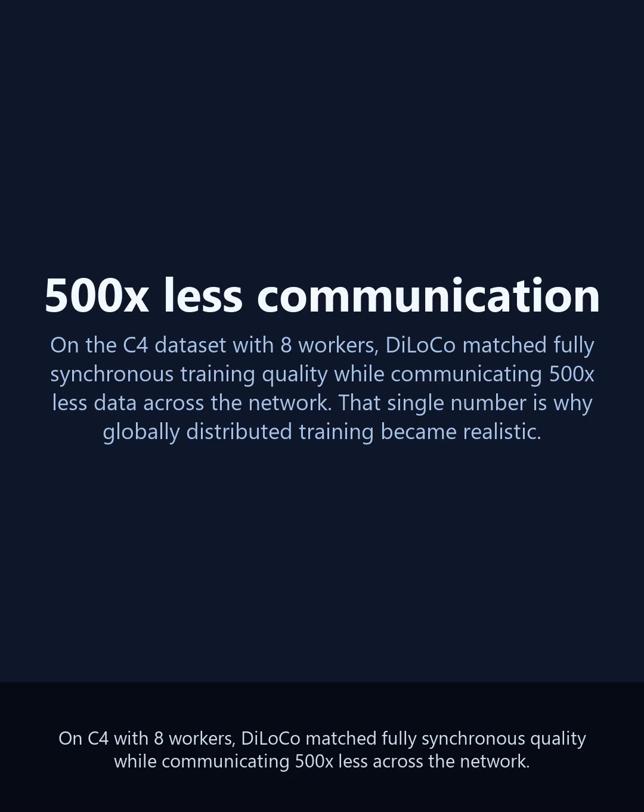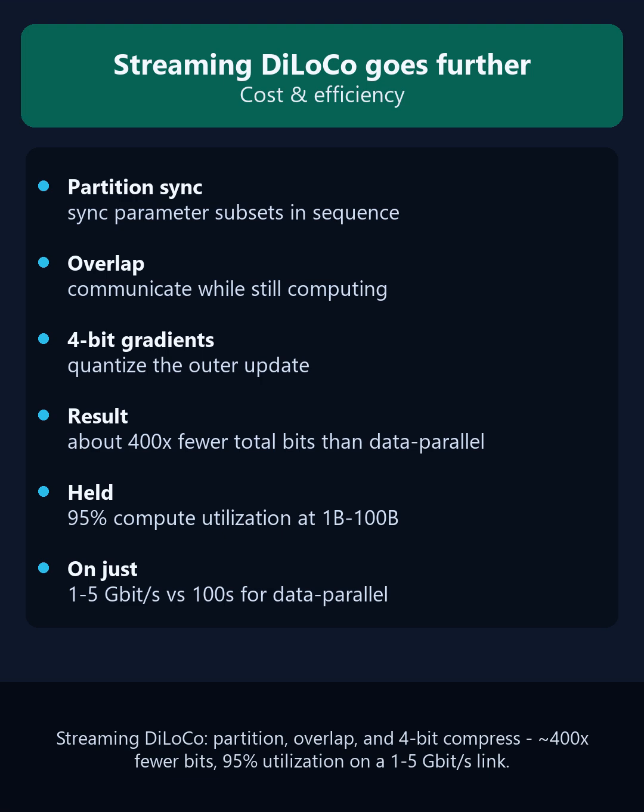Now the headline result. On the widely used C4 dataset with 8 workers, DiLoCo matched the quality of fully synchronous training while communicating 500 times less. Read that again. The same model quality, with 500 times less data crossing the network. That single number is why the whole approach exists, and why globally distributed training suddenly became realistic instead of a fantasy.